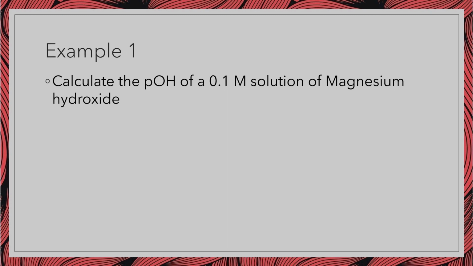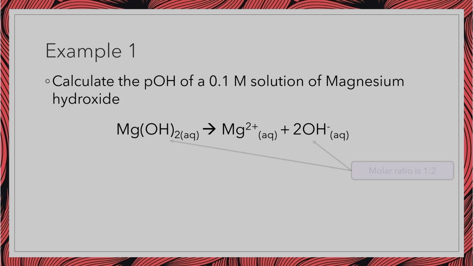So let's do an example. Calculate the pOH of a 0.1 mole per liter solution of magnesium hydroxide. Firstly, we need to write the reaction equation of the dissociation of the salt. Magnesium hydroxide gives us 1 magnesium and 2 hydroxides. Now, like with pH, we have to look at the concentration of the compound and compare it to the hydroxide ion concentration.